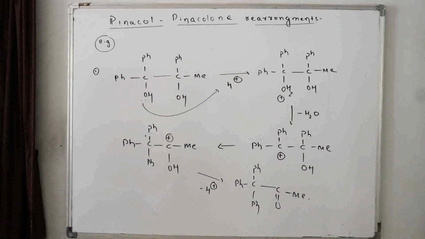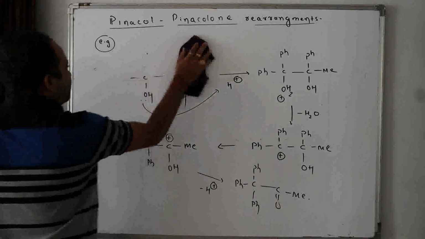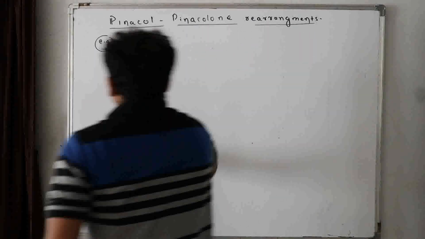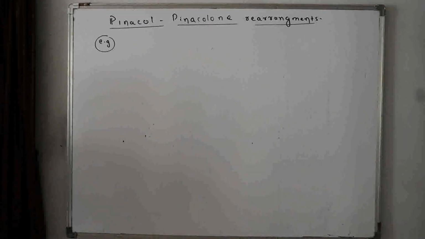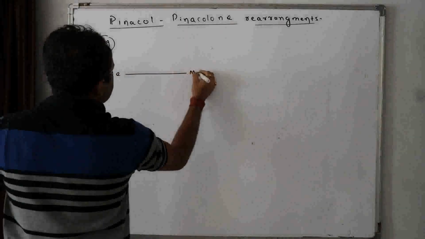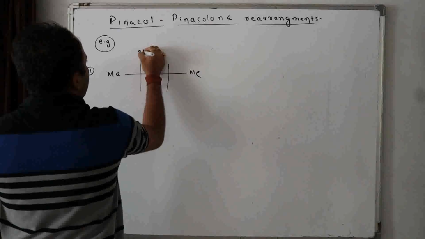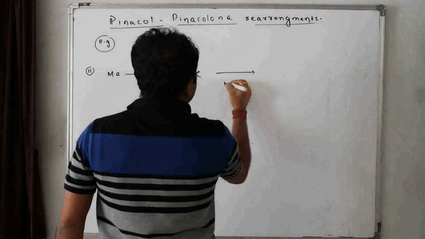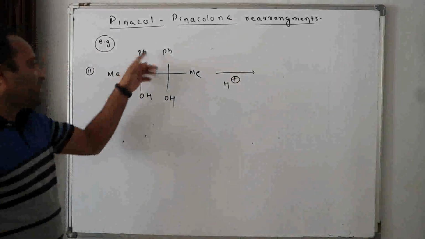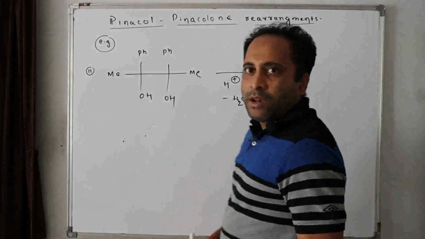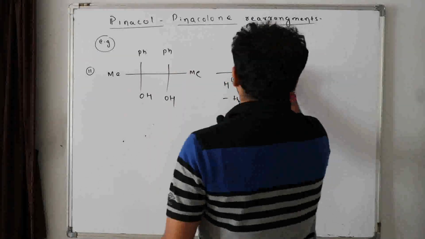Now, one more question. Example 2. If we have methyl, phenyl, OH, to this, again H plus, where will it attack? Both are the same, any attack is possible. Removal of a water molecule, can I do it in an instant? Removal of a water molecule, what will be formed here?